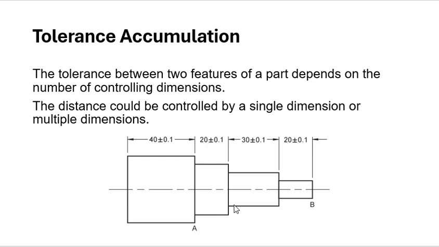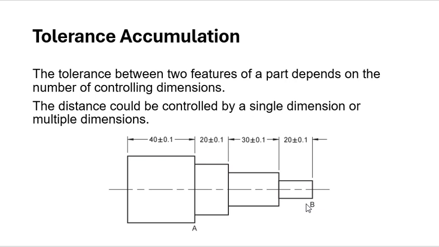Tolerance, all right. Now we're going to take a look at the accumulation. Since we're dealing with tolerance accumulation, you're dealing with more parts, different features, the two features of a part. You have different controlling dimensions. And when you think about the tolerance between the two features, you have to know that the tolerance accumulates.